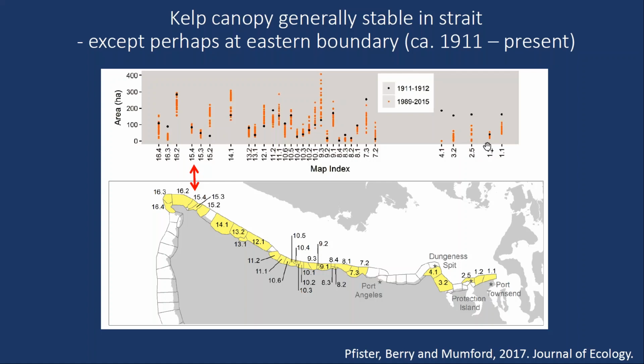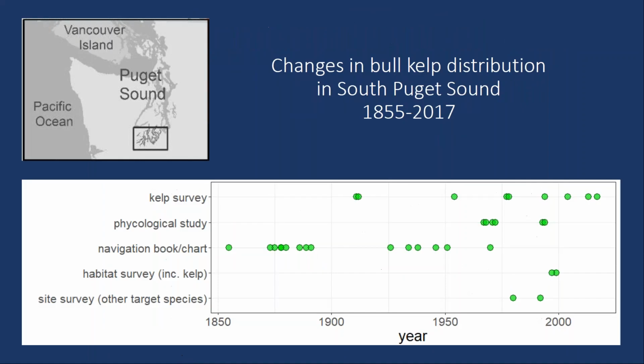So in summary, the strait appears to be pretty stable at a broad scale over the long term. And perhaps there's some decrease in area in the eastern strait in floating kelp. This is not what we think is happening in other areas. So now I'm going to switch, next slide. And I'll switch gears and talk about the inner basin and specifically look at South Puget Sound, which is the most distant from oceanic influence.